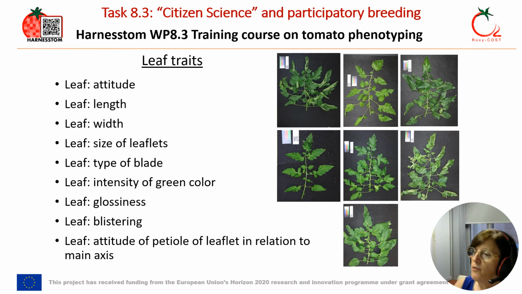In this video, we will focus on the following leaf traits: leaf attitude, leaf length and width, size of leaflets, type of blade, intensity of green color, glossiness, blistering, and attitude of petiole of leaflet in relation to main axis. Any of them will be considered in the phenotyping trial of the repository of Harmston. But as we will see, all of them are included in the protocol for test of distinctness, uniformity, and stability of the Community Plant Variety Office.